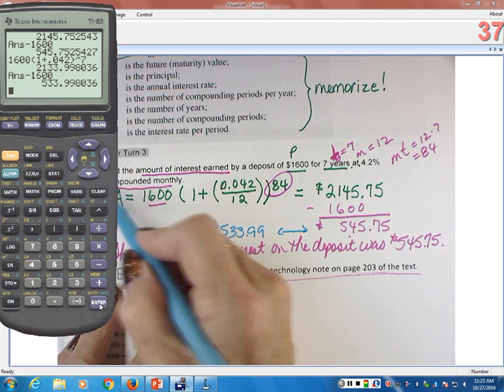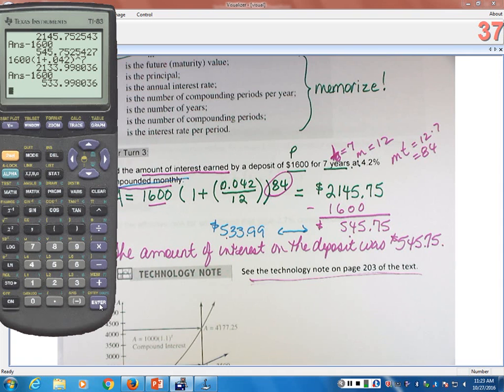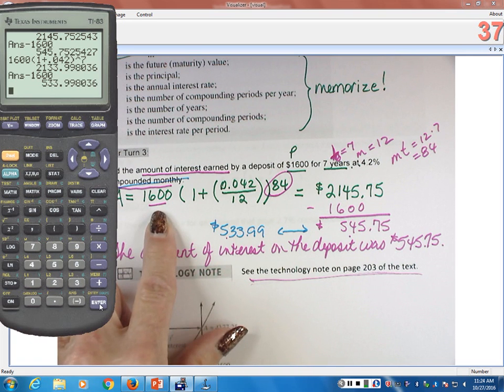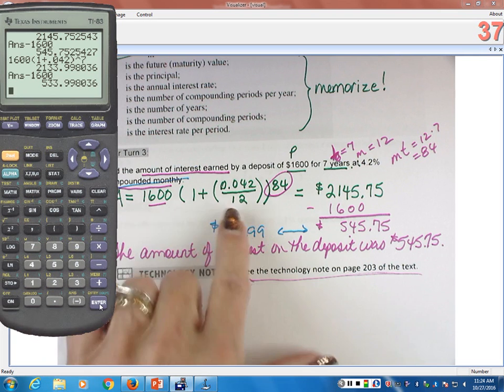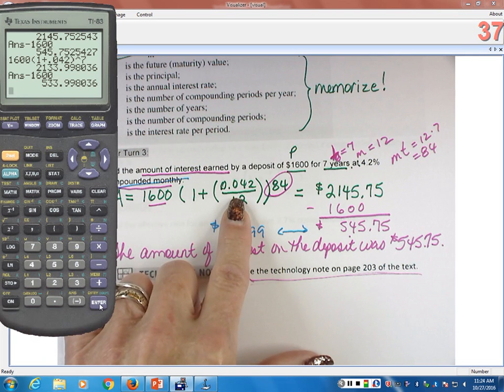Simply by not compounding monthly. Now, is that a huge deal? No. But if it's on, let's say, $160,000, yeah, that's a huge deal. That's a lot of money. Or if it's on a better interest rate than .042, that's a lot of money.